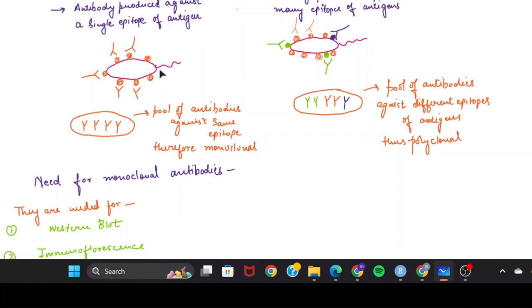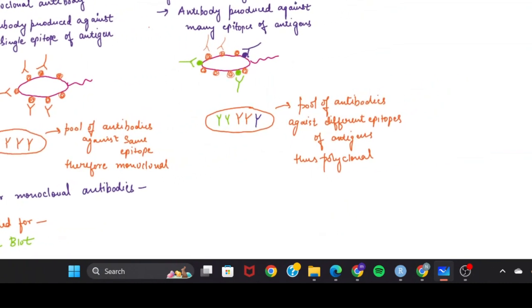Here we can see that this is the antigen and these are the epitopes which are present on the antigen, and against them antibodies are produced. Now since a single antibody is produced against a single antigen and we are getting a pool of antibodies against the same epitope, it is therefore a monoclonal antibody.